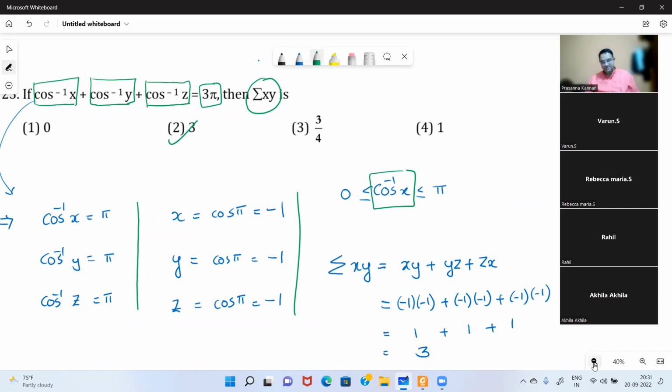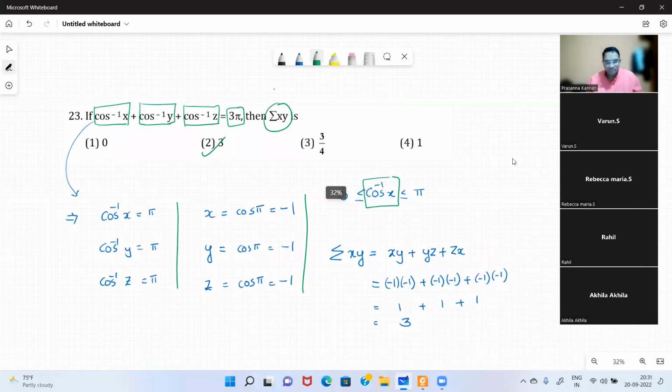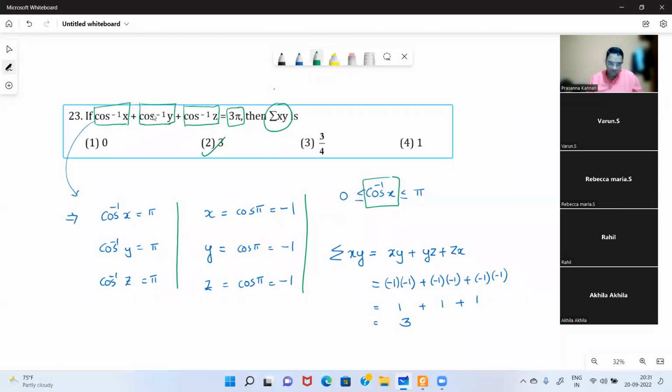Are you able to understand this? Yes. Cos inverse of x plus cos inverse of y plus cos inverse z is 3 pi. Then the only possibility is each of them becomes equal to pi. If each of them is pi, then x, y, and z, each of those values will be minus 1. Then summation of xy is nothing but xy plus yz plus zx. So you just multiply minus 1 into minus 1, 3 times. So you'll get the answer as 3. Are you clear with this? Yes, sir.